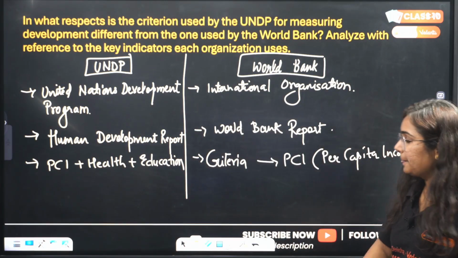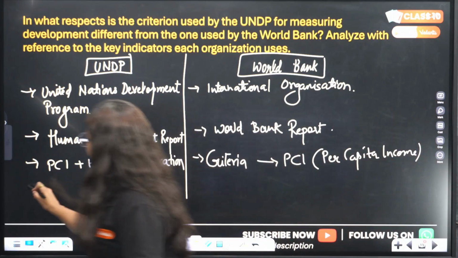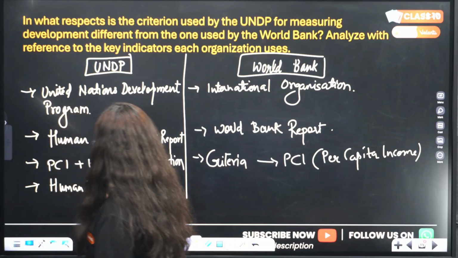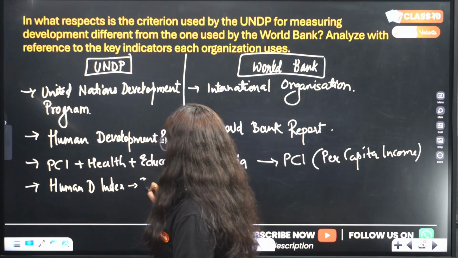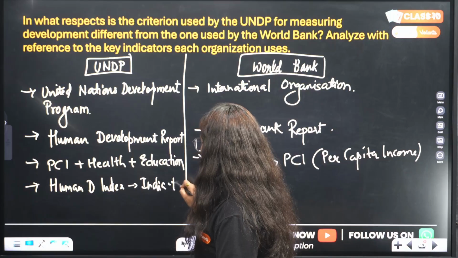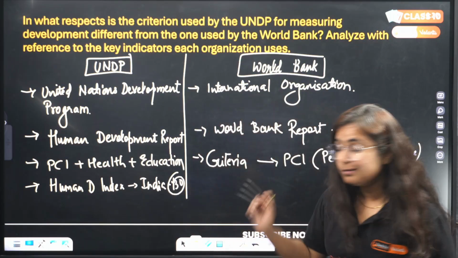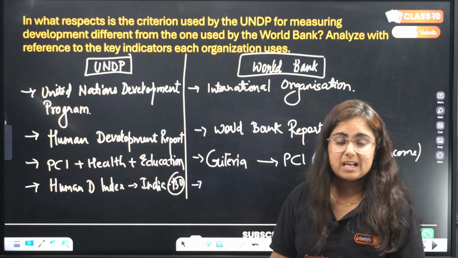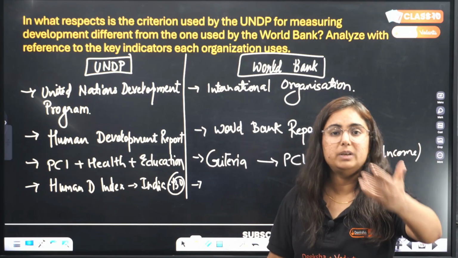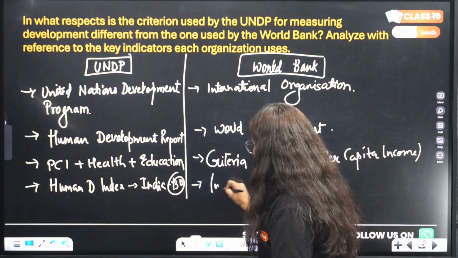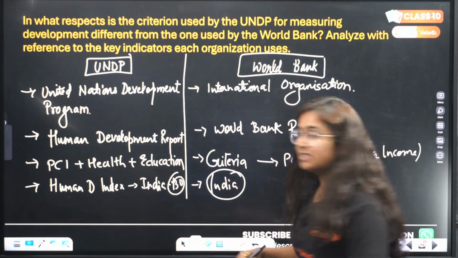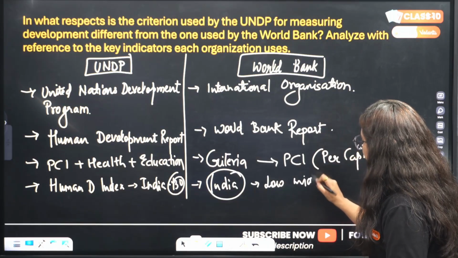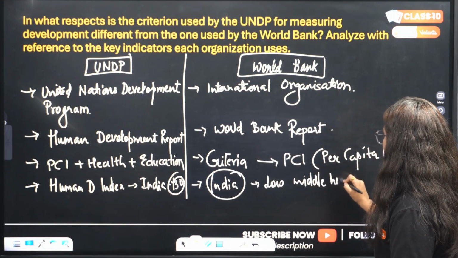In this UNDP report, an index is given. If I talk about the Human Development Index, a ranking is provided in which India stands at the rank of 130. However, in the World Bank report, they categorize countries as rich countries, poor countries, middle income countries. So when we talk about the position of India, we will say that it lies in the low middle income group.